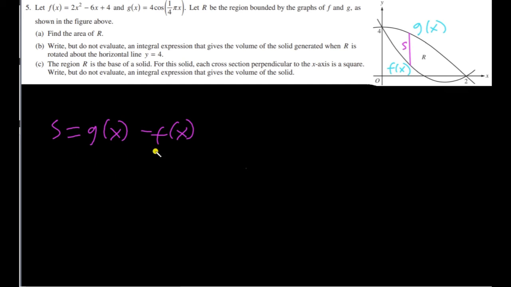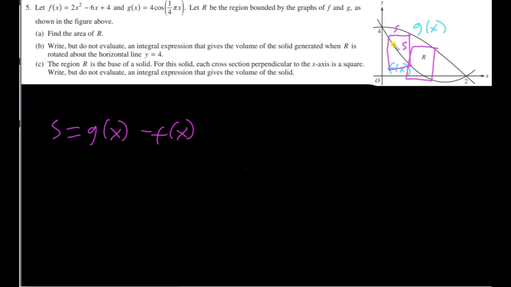Okay, so that's the side, and then each cross section is a square. So this basically is the side of a square, right? Forgive my art skills, but that's a square, and then you have another square here, and you have all these squares, and then you need to add up all these squares, right? So since we know the side of a square is g of x minus f of x, we can figure out the area of a square, right?